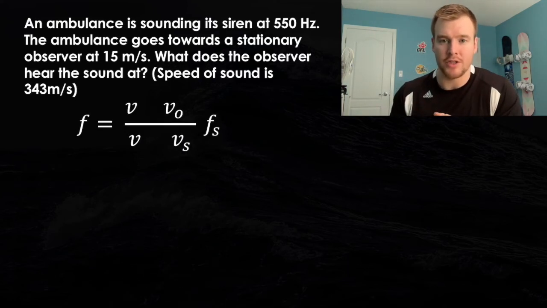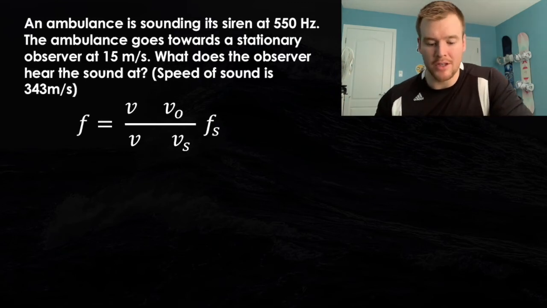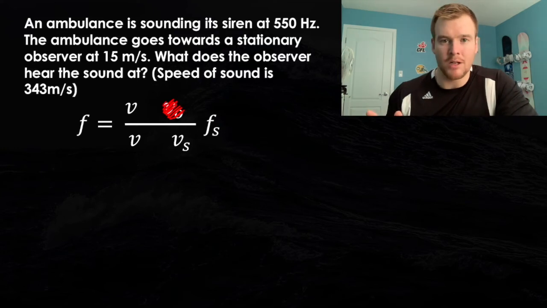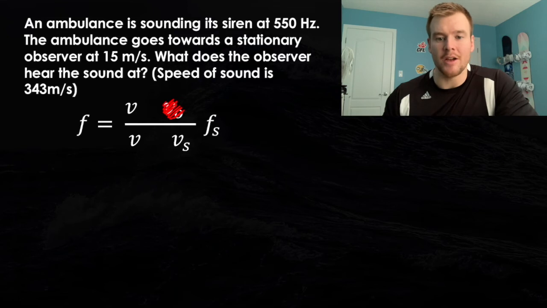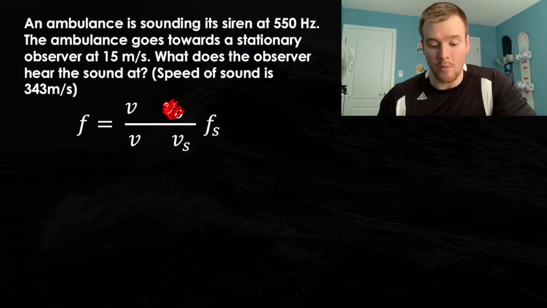And the first step is to determine what's moving. Well, the source, so the ambulance, is moving, but the observer is stationary, so I can cross that out. I don't even need to put the plus or minus there, because if it's +0 or -0, it won't affect that velocity on the top. So we're already done with step 1 right there.